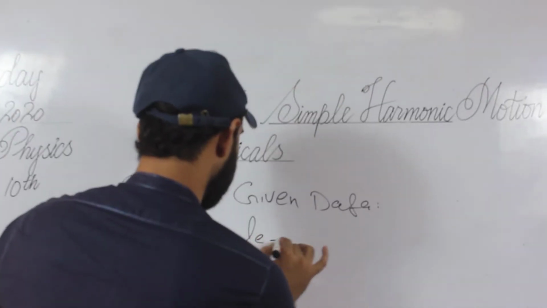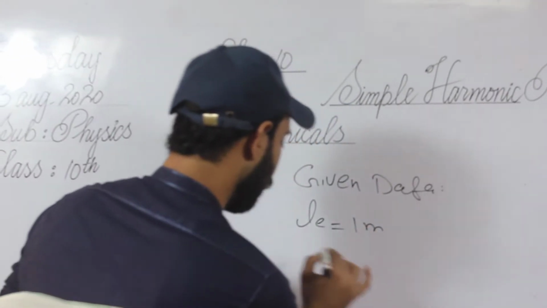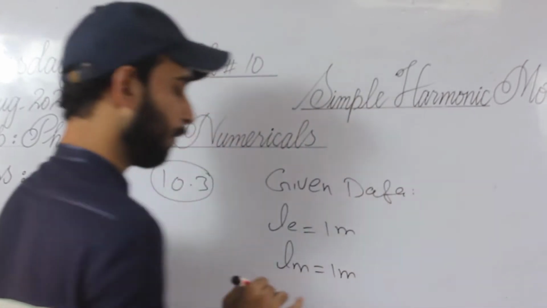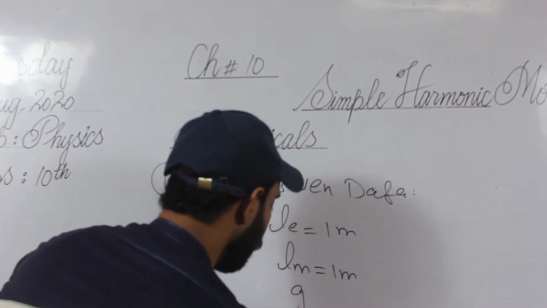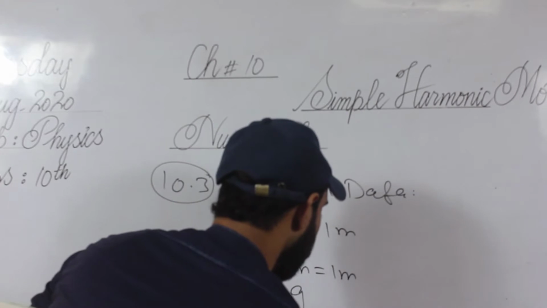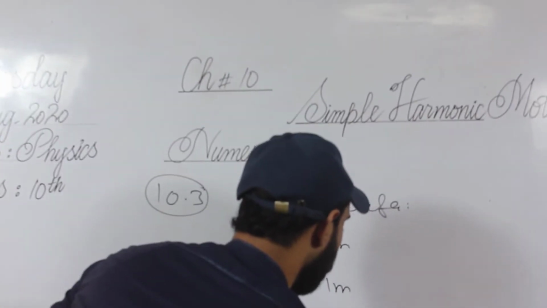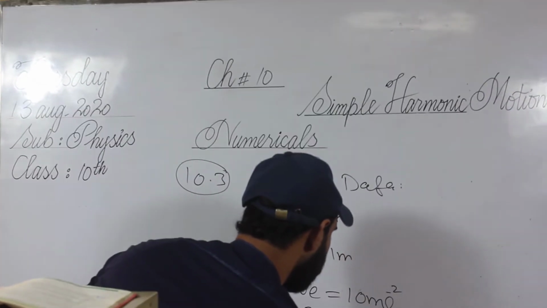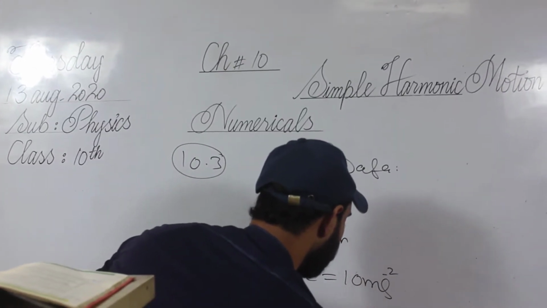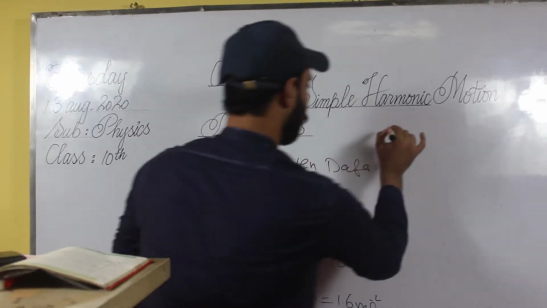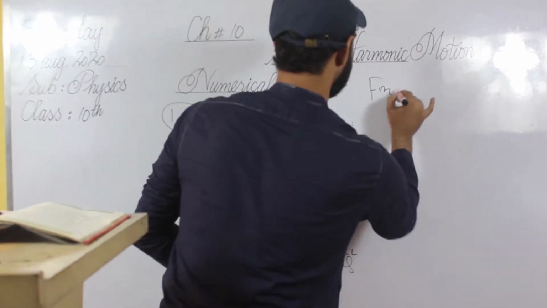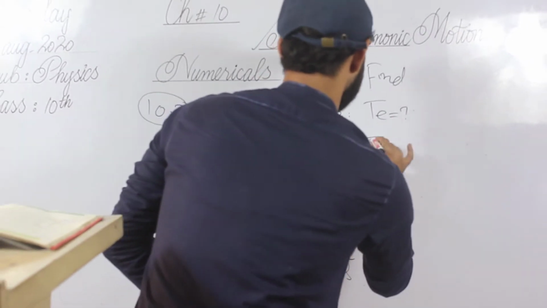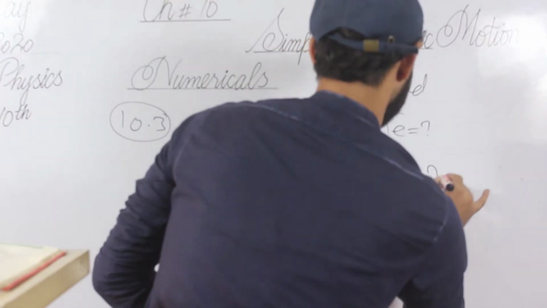Length on the earth is 1 meter, and he also says that length on the moon is also 1 meter. Next, he says that the value of g on the surface of the earth is 10 meter per second square, and the value of g on the surface of the moon is 1.6 meter per second square. We have to find the time period for the earth and also the time period for the moon.